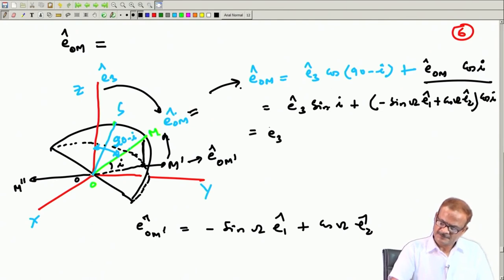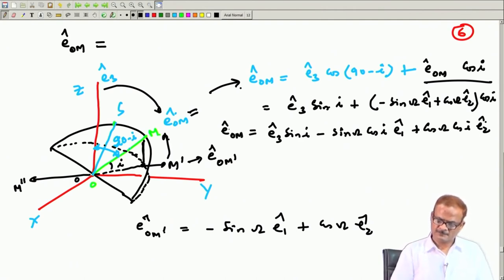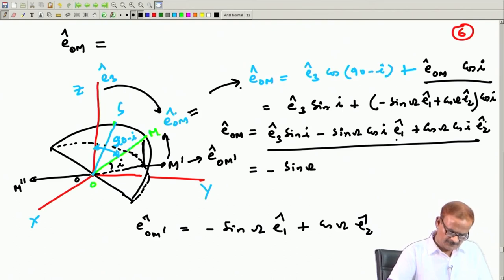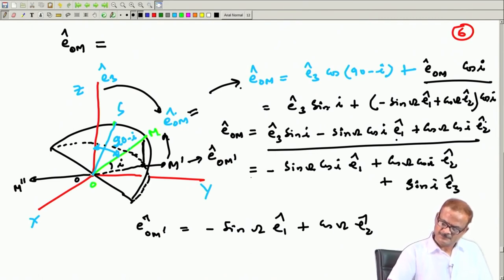So, once we expand it, this is E 3 cap sin I, and then expanding again, minus sin capital omega cos I times E 1 cap plus cos capital omega cos I times E 2 cap. So, this is E O M cap. Now that we know this vector, I will rearrange it and write this one first: minus sin capital omega times cos I E 1 cap plus cos capital omega cos I times E 2 cap and plus sin I times E 3 cap. So, this is in proper order. This is E O M cap.